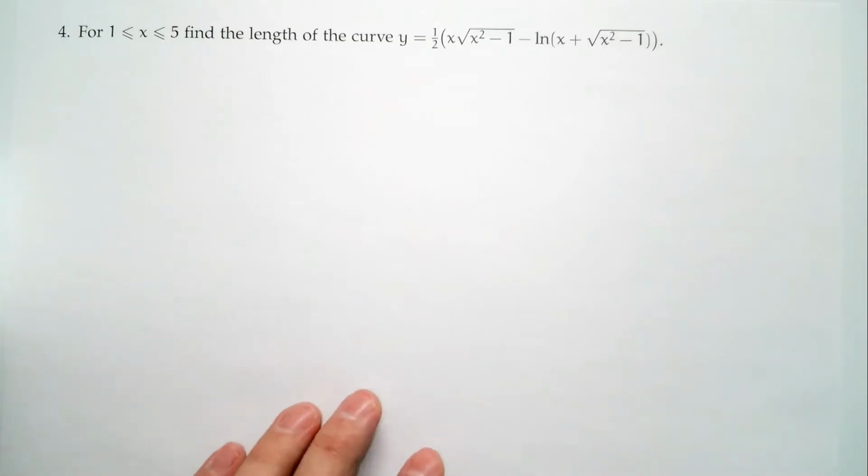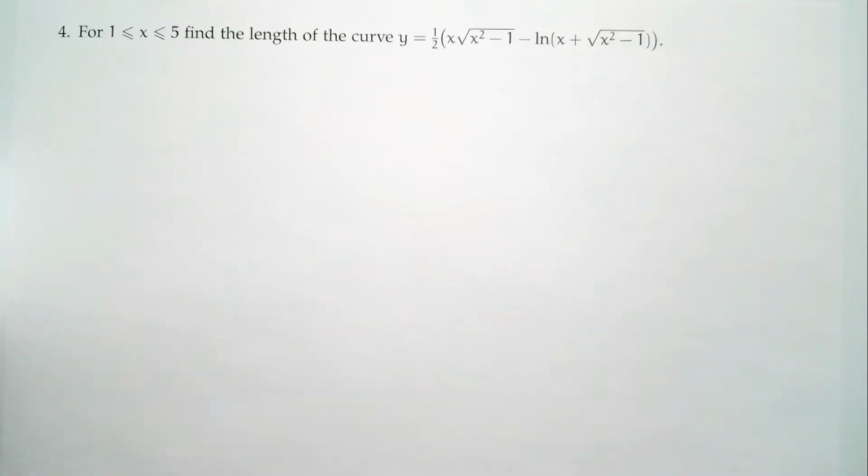Let's go do this one. All right, for 1 less than or equal to x, less than or equal to 5, find the length of the curve y equals 1/2 times x times the square root of x squared minus 1, minus the natural log of x plus the square root of x squared minus 1. Okay, yeah, that one feels a lot easier.